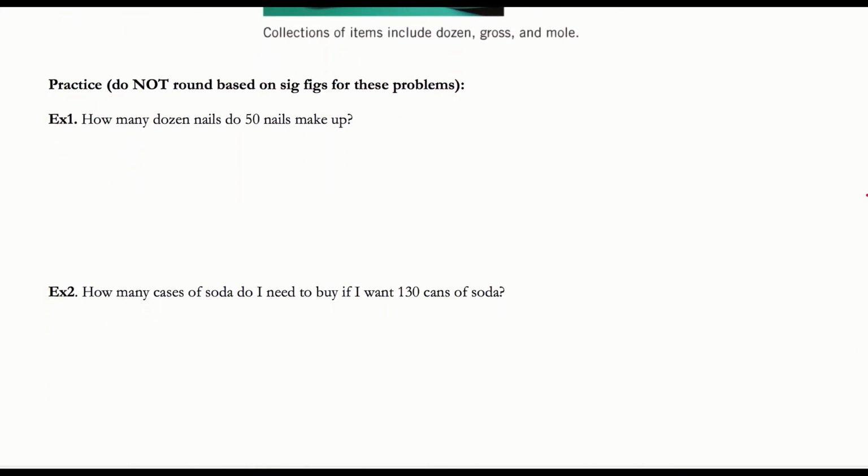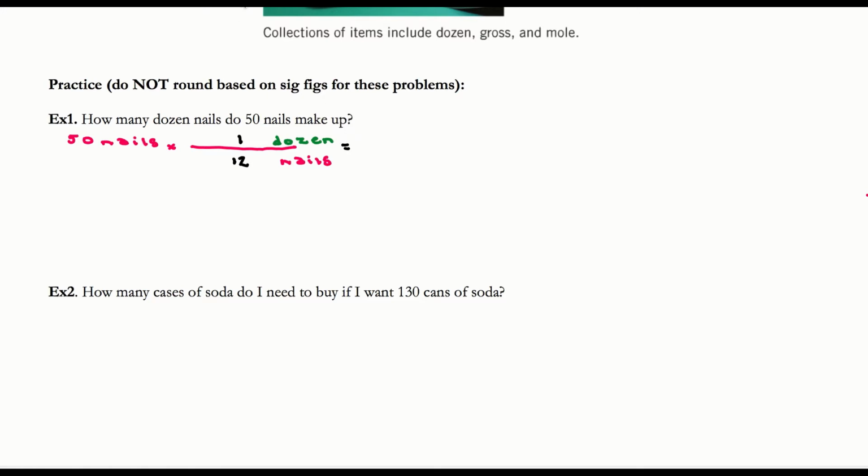So the first question: how many dozen nails do 50 nails make up? Well, again, just to get back to our conversion, if I have 50 nails and I want to get into dozen, I'm going to put the unit I want to get rid of on bottom, nails, and the unit I want to get into up top. So I'm going to put dozen up top. And then I'm going to put the relationship. I know that 1 dozen is 12 nails.